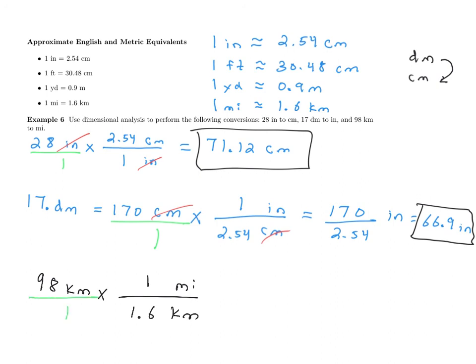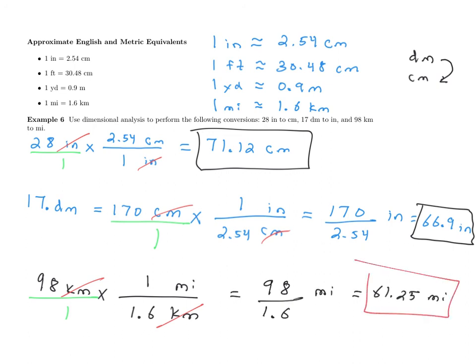Therefore, when we multiply these fractions together, we cancel the kilometers. What's left over is 98 times 1 times miles. In the denominator, we have 1 times 1.6, which is 1.6. This is equal to 98 divided by 1.6, and the only unit left over is miles. This time when I divide, I get 98 divided by 1.6 is 61.25, and that is in miles. And that is the answer for this last part.